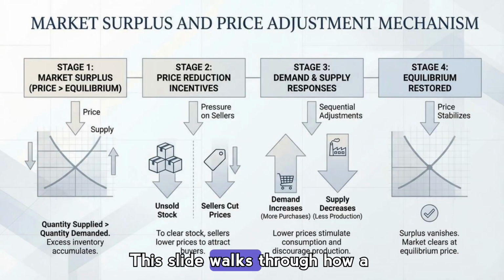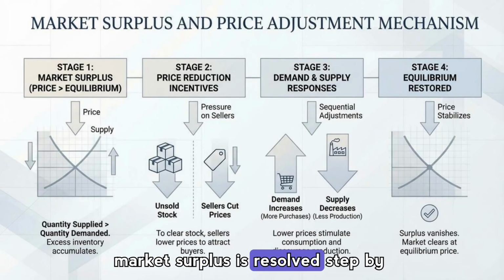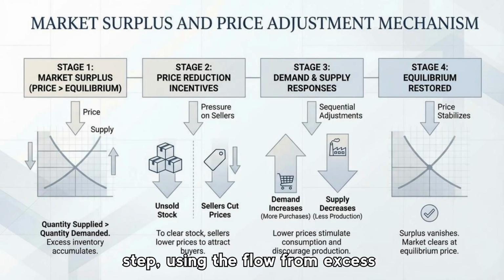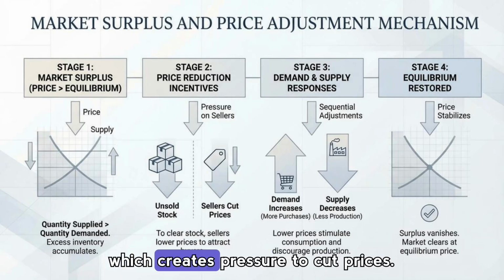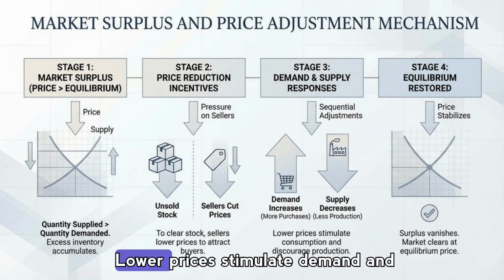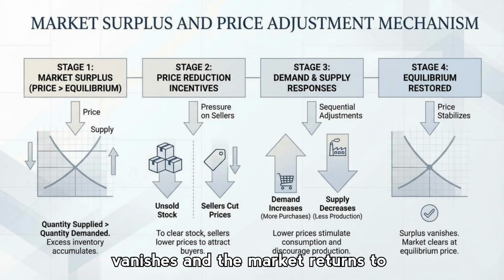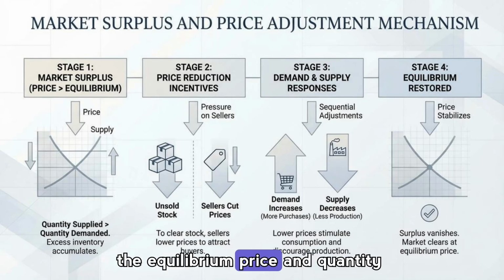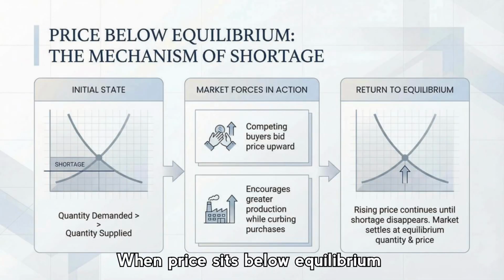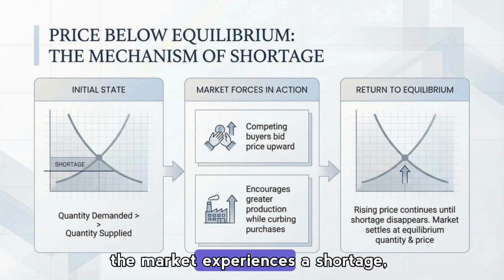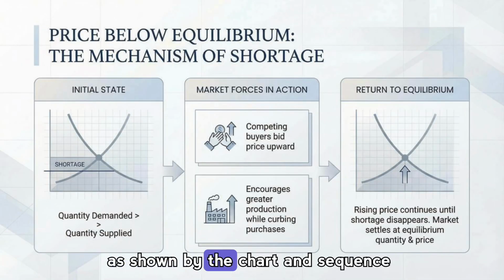This slide walks through how a market surplus is resolved, step by step, using the flow from excess inventory to restored equilibrium. When price is above equilibrium, sellers accumulate unsold stock, which creates pressure to cut prices. Lower prices stimulate demand and reduce production until surplus vanishes and the market returns to the equilibrium price and quantity, where supply equals demand.